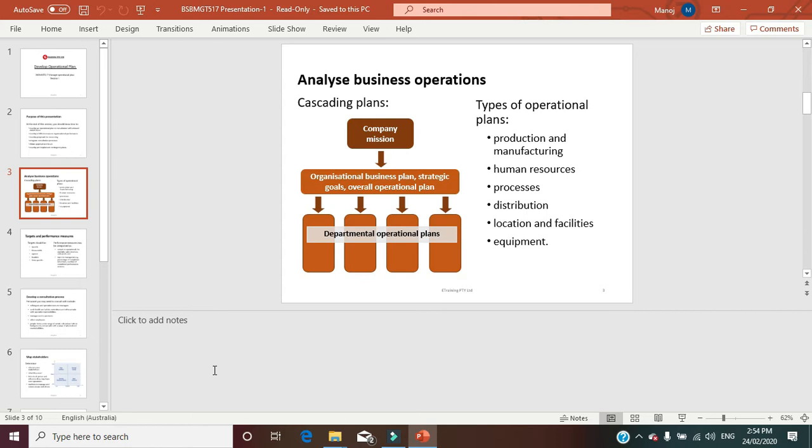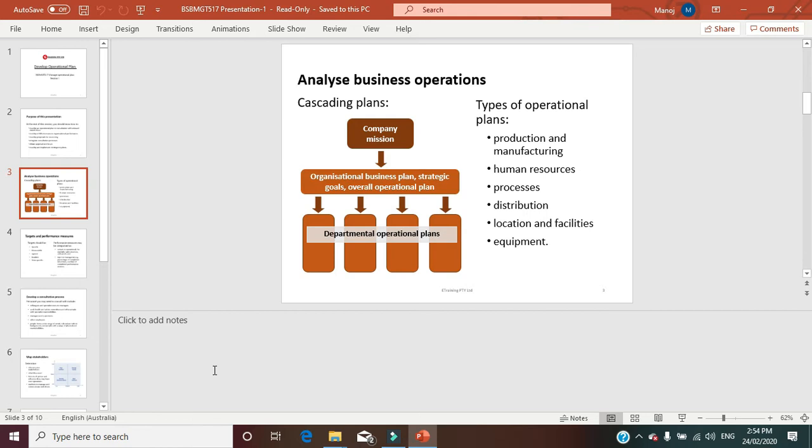To be a center of excellence in revitalization services for Australians. To play a significant role in combating climate change in our community by embedding sustainability practices throughout all daily corporate activities. These were some examples of the vision of your company. So cascading plans would be changed into the company's mission, and then you'll break out into the organization's business plan, strategies, goals, overall operational plan, and also the departmental operational plan.